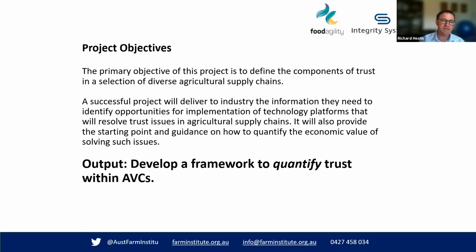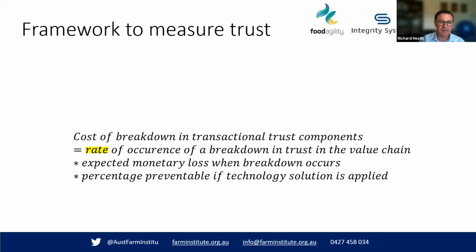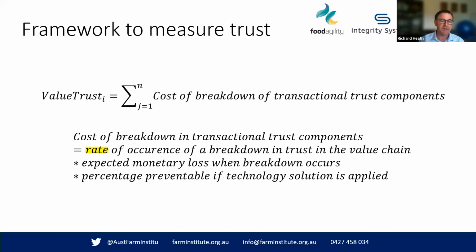So again, just to revisit the original objectives, the main output being to develop a framework to quantify trust within value chains. So we went ahead and did that and basically determined that the cost of breakdown in transactional trust components is a pretty simple equation. It's the rate of occurrence of a breakdown in trust in the value chain, multiplied by the expected monetary loss when that breakdown occurs, multiplied by the percentage preventable if a technology solution is applied. And so the overall systemic trust value in a value chain is basically the sum of all those transactional trust components.